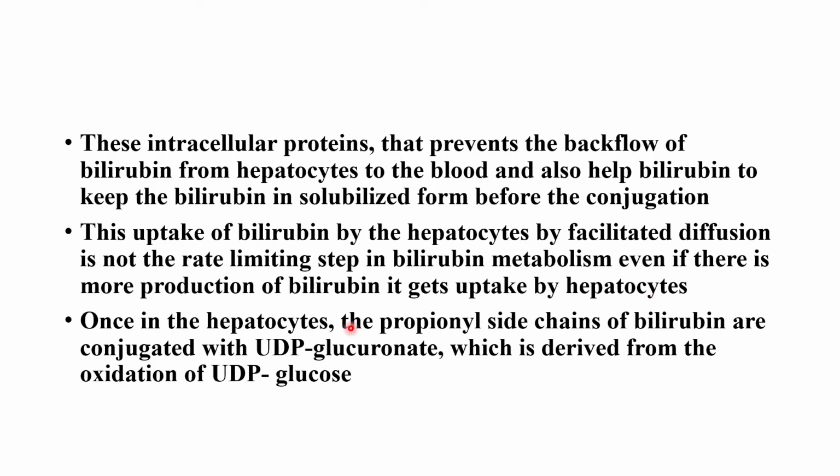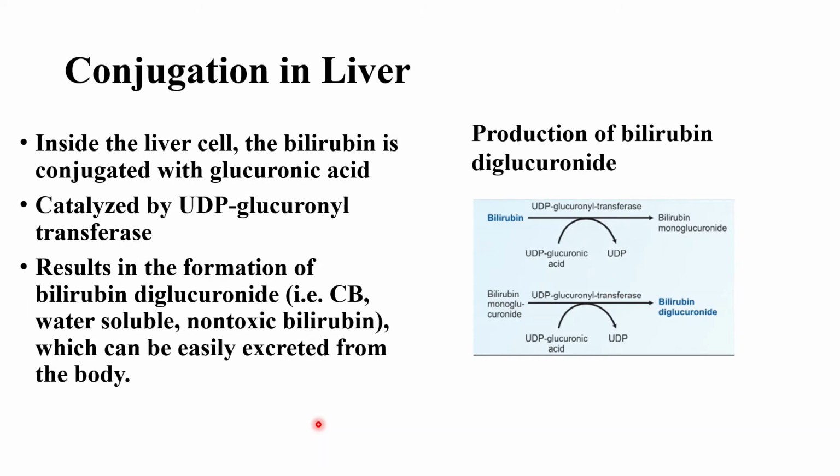Once in the hepatocytes, the propionyl side chains of bilirubin are conjugated with UDP glucuronate, which is derived from the oxidation of UDP glucose. Now next is the conjugation. So what happens in the conjugation? This takes place in the liver. Inside the liver cell, the bilirubin is conjugated.